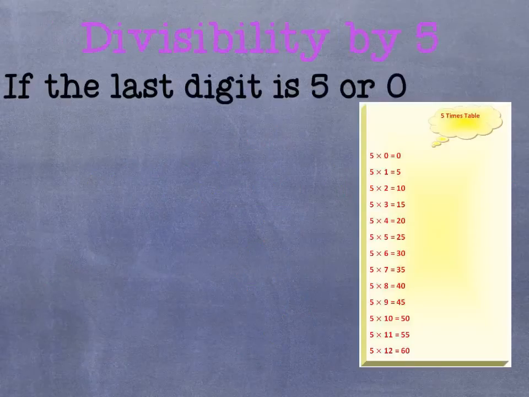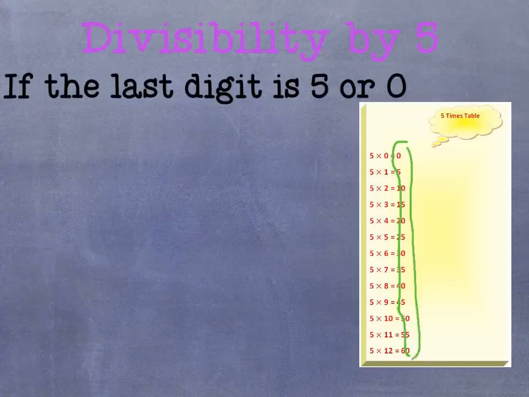Moving on, let's see what is the divisibility rule for 5. All we have to do is look at the last digit. If it is 5 or 0, then the number is divisible by 5. Now as you observe in the 5 times table, the pattern which repeats in the last digit is always 0, 5, 0, 5, 0, 5. So therefore all you have to do is look at the last digit.